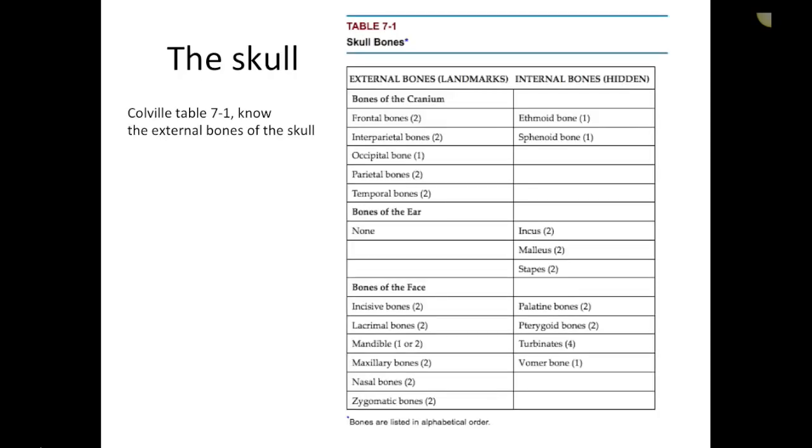So this is in your Colville textbook. It's a great chart of all the bones in the skull. So we've got external bones and internal bones of the skull. Now, I did say that we wouldn't learn all the bones. There are quite a few bones that you need to know about, but look, lots of them are duplicated. Okay, 2 frontal bones, 2 interparietal bones, and so on. So just need to know where they are in general on the skull, and then some of them have unique features that we'll talk about as well.